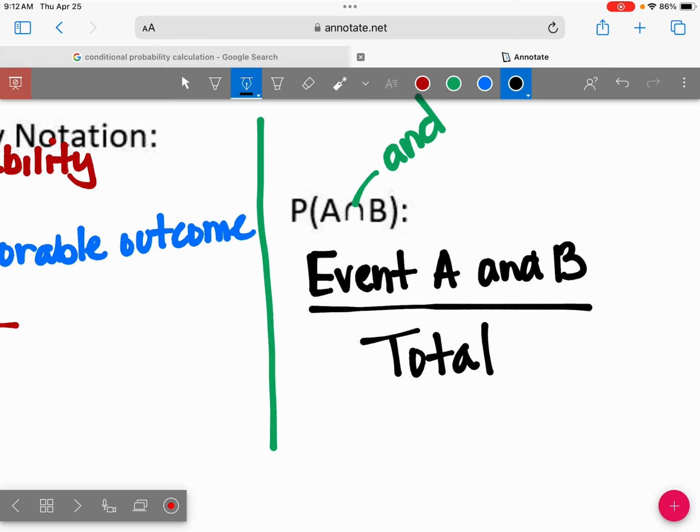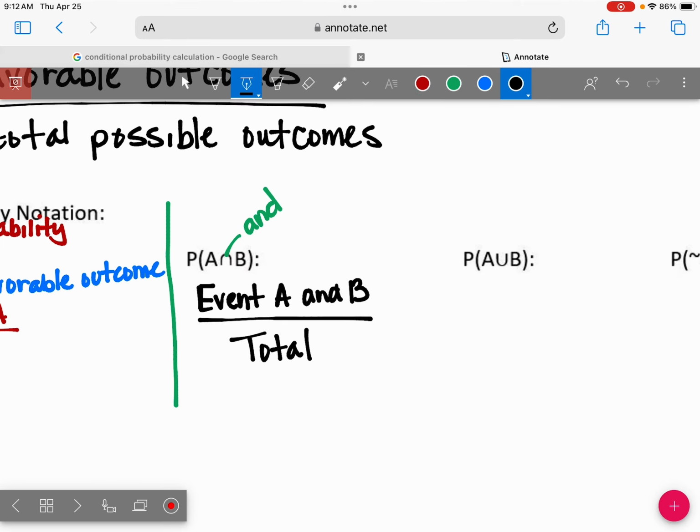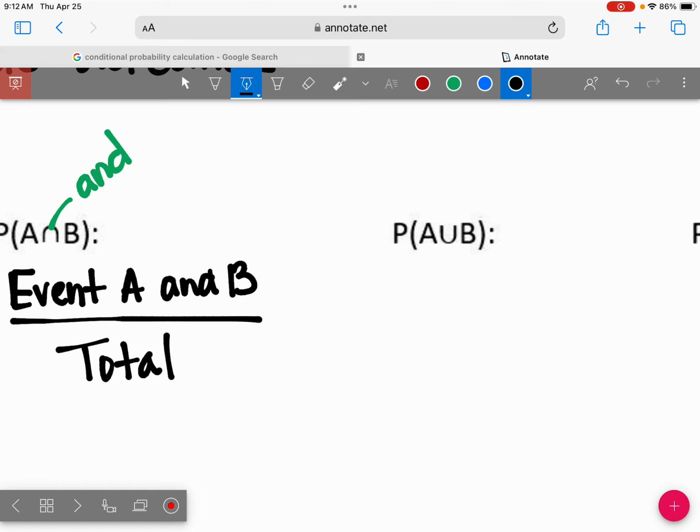Okay, so A and B over the total. That's what that represents. When we flip it the other direction, this means or.